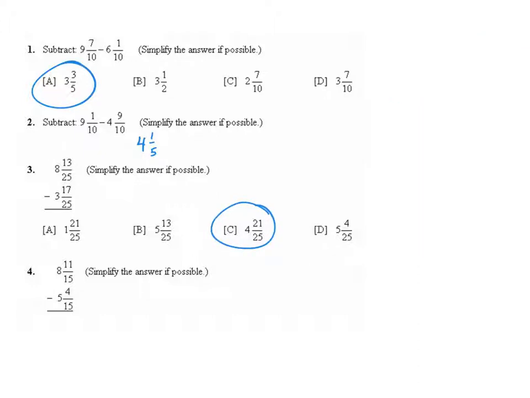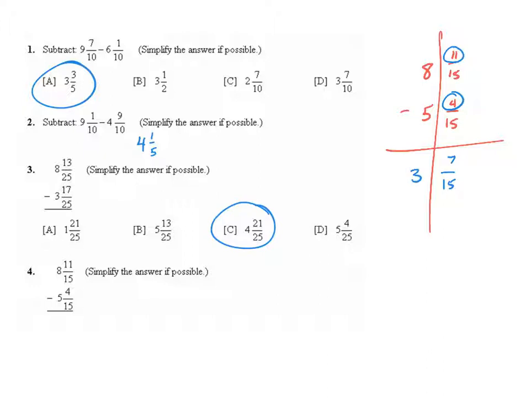And our last question is 8 11/15 minus 5 4/15. Doesn't look like I'm going to have to do any regrouping here because I can do 11 minus 4 and stay positive. 11 minus 4 is 7/15, and then 8 minus 5 is 3. 7 is a prime number, and it does not share any factors with 15 other than one whole. So our answer is 3 7/15.